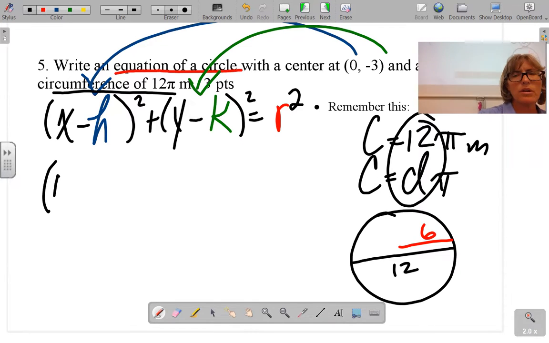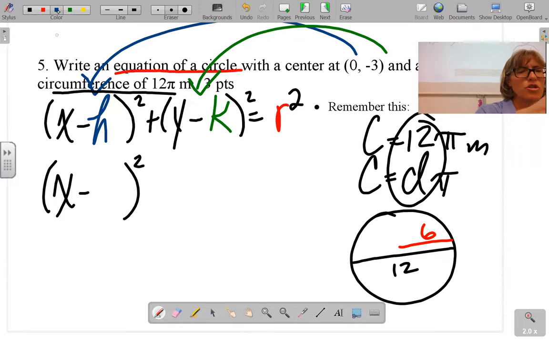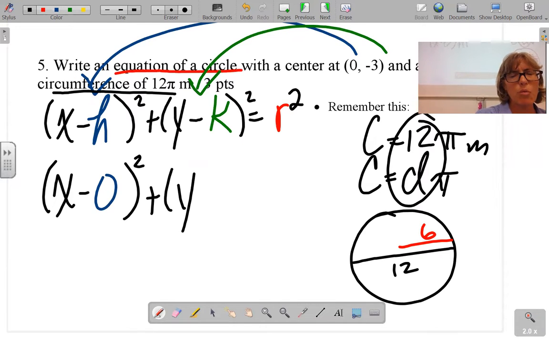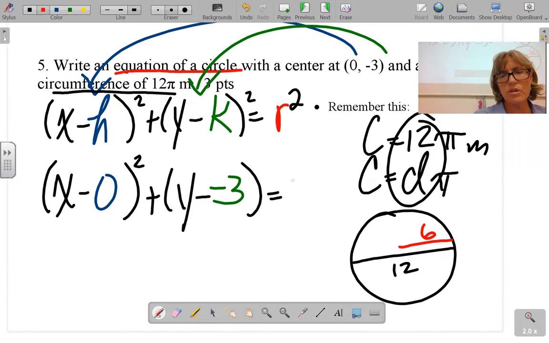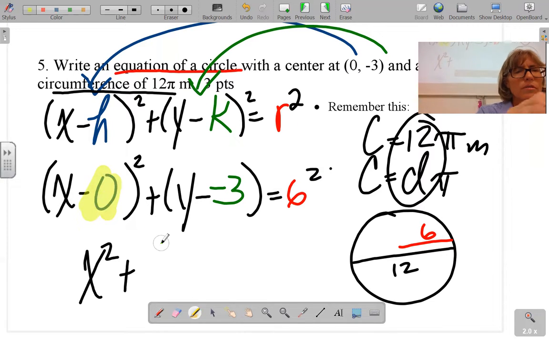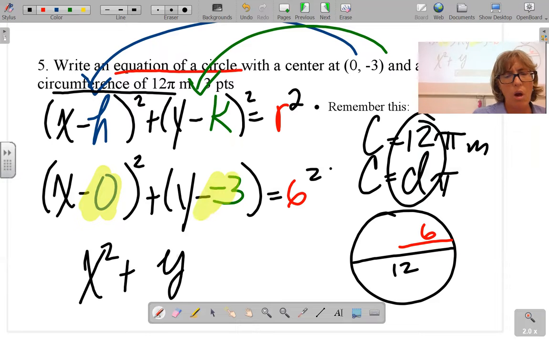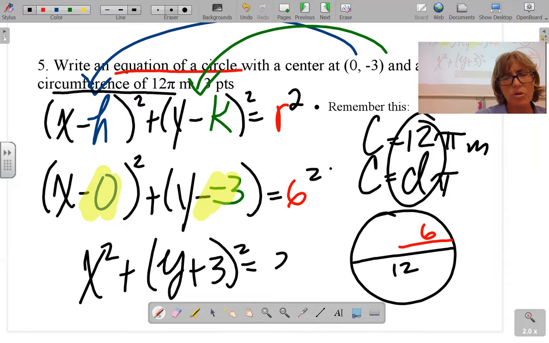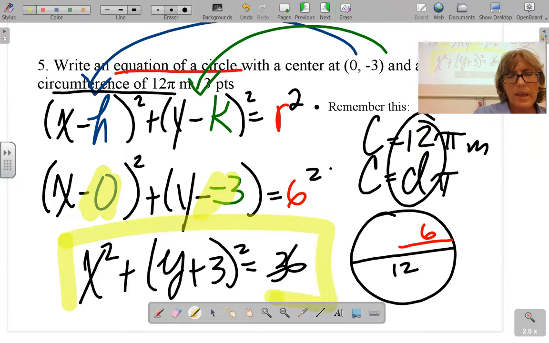So now we clean it up a bit. It's x minus h, which is 0, plus y minus k, which is -3, equals 6 squared. You clean it up. X minus nothing is just x, so I have x squared. Double negative makes a positive. This is y plus 3 squared equals 36. And you are done. Making sense, Haley? Okay.